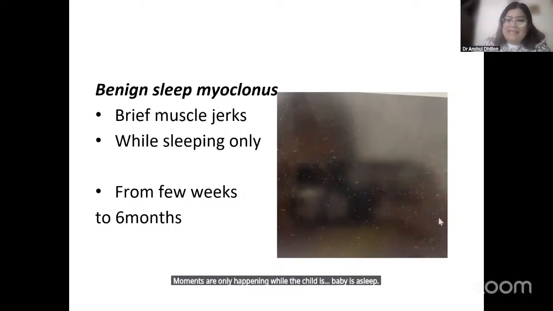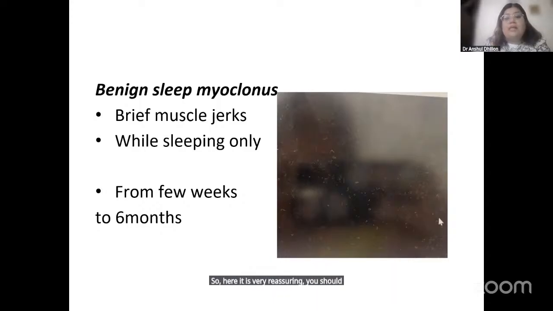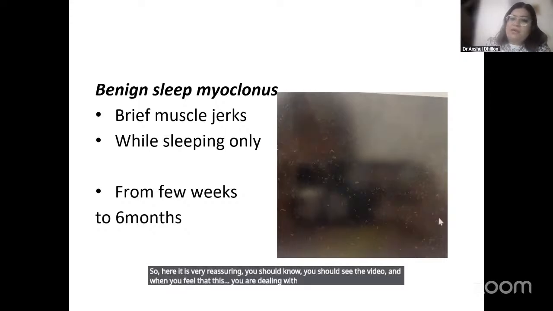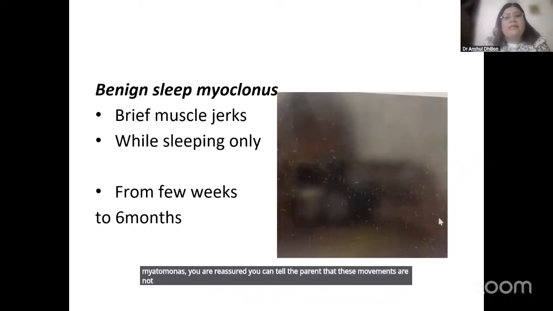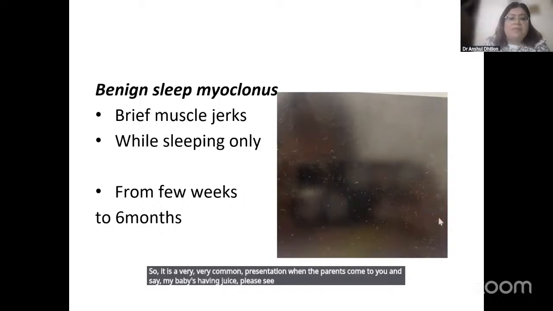The parents would say, doctor, these movements only happen while the baby is sleeping, and they can be seen from a few weeks to 6 months. So here it is very reassuring. You should see the video, and when you feel that you are dealing with neonatal benign sleep myoclonus, you are reassured. You can tell the parents that these movements are not epileptic. These are simple sleep myoclonus, and once the baby grows up, these movements will go away. All right. So it is a very, very common presentation when the parents come to you and say, "My baby is having jerks. Please see, doctor, whether this is epilepsy or not."